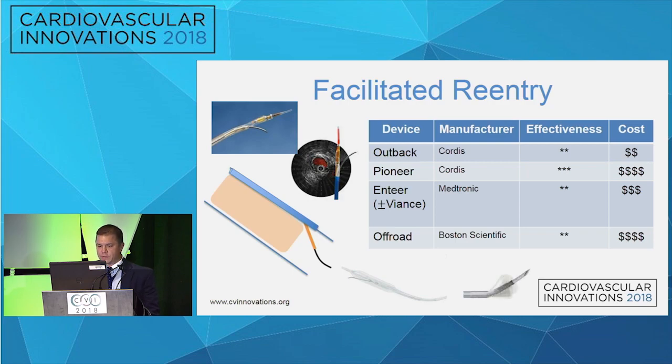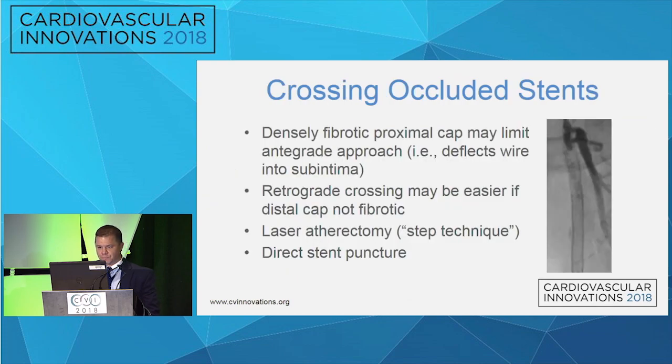The consideration here is the Pioneer device is about $3,000. The Outback device is somewhere around $2,000. These add significant cost to the procedure.